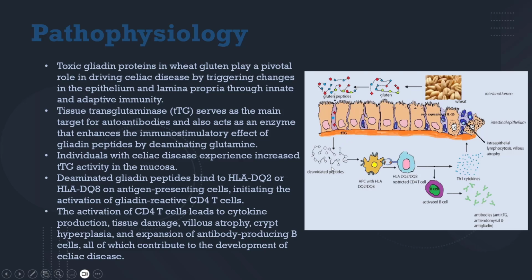Deamidated gliadin peptides bind to HLA-DQ2 or HLA-DQ8 on antigen-presenting cells, initiating the activation of gliadin-reactive CD4 T cells. This activation leads to cytokine production, tissue damage, villus atrophy, crypt hyperplasia, and expansion of antibody-producing B cells, all of which contribute to the development of celiac disease.